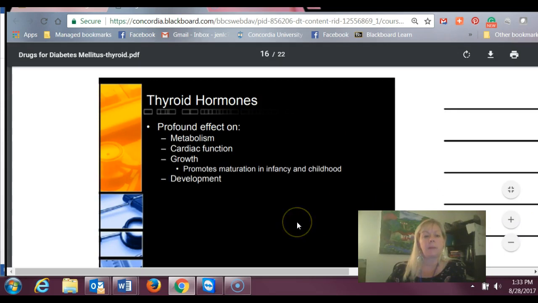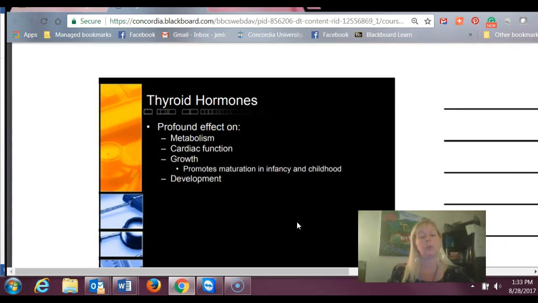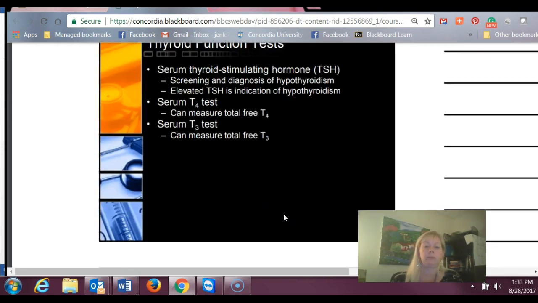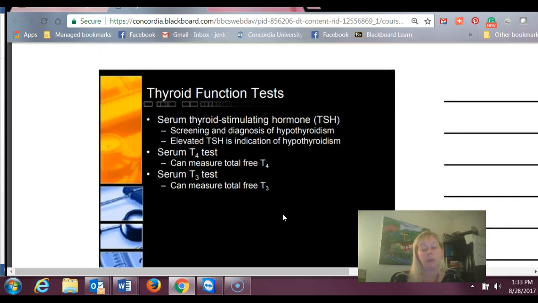Sorry about that. All right, so thyroid hormones. Think of it having to do with basically your entire metabolism and your function of your entire body. It's very important. Cardiac function, your growth, development. That's why you have to be real careful and make sure that you treat it.